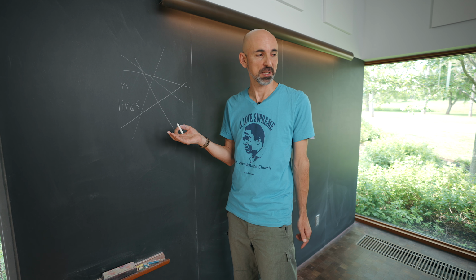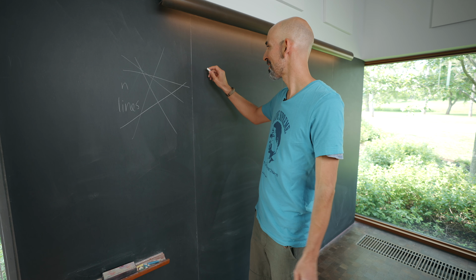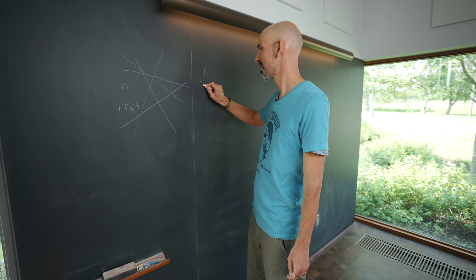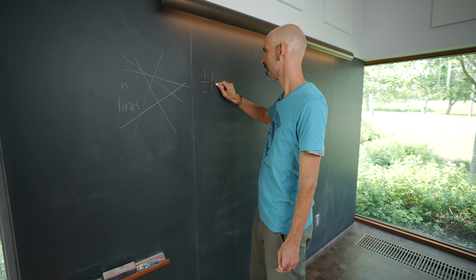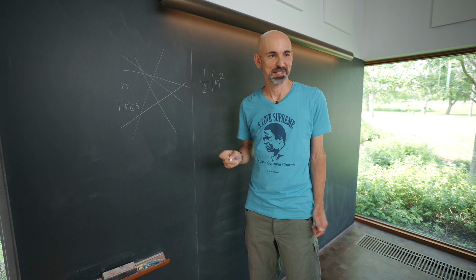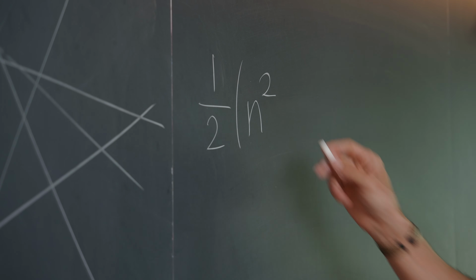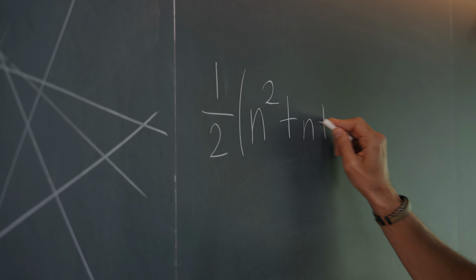It turns out that for this problem, the number of regions is 1/2 times n squared plus n plus 2.